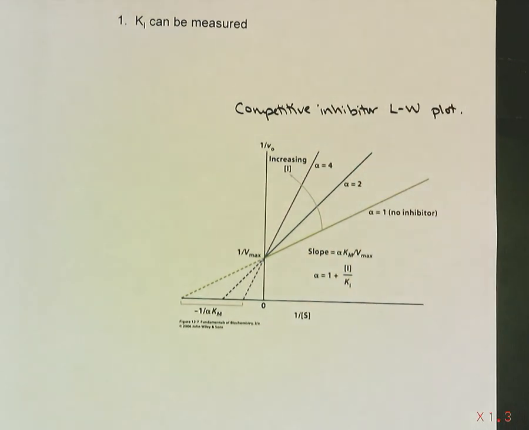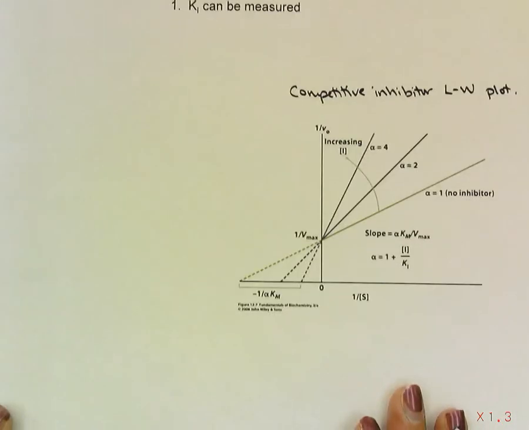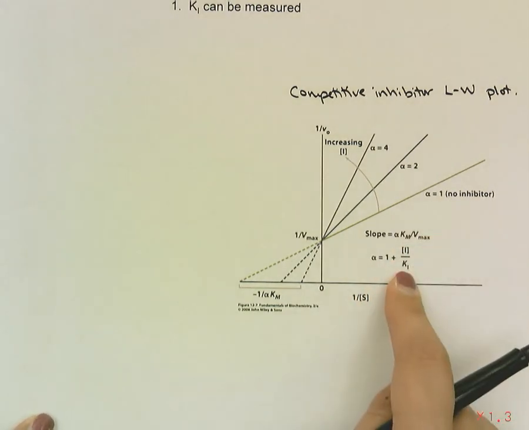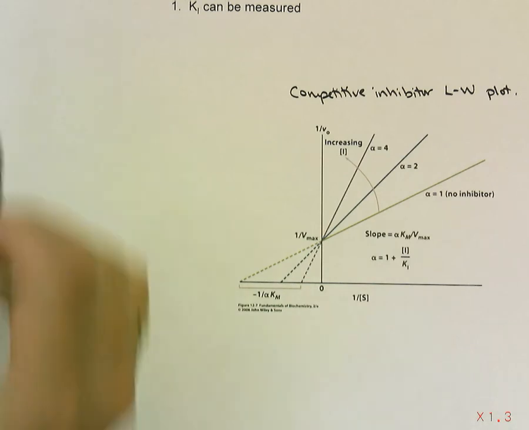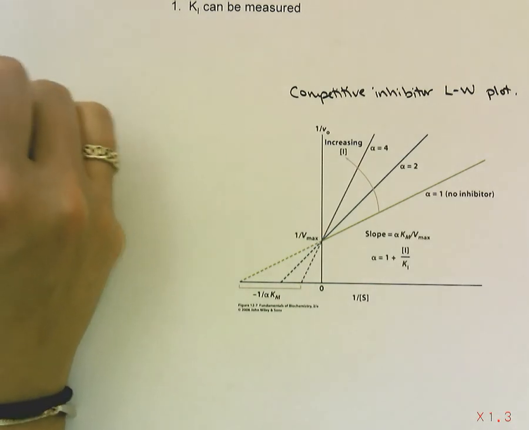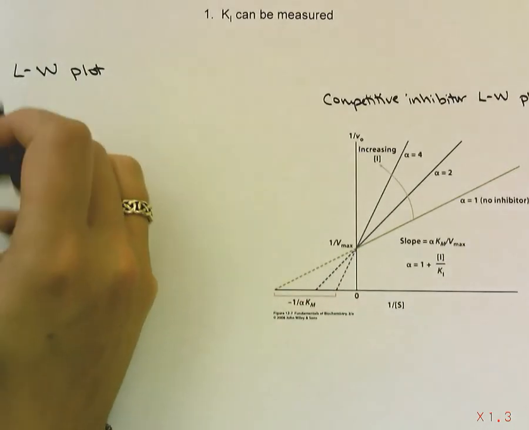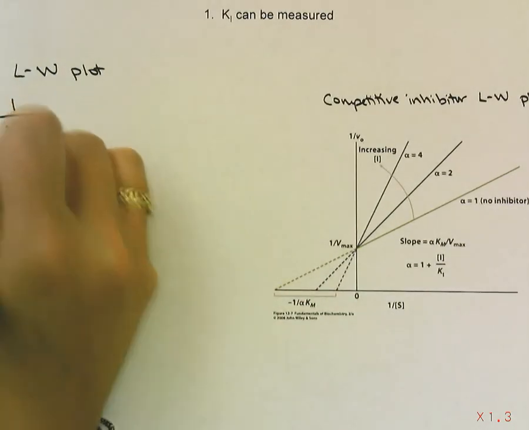So that you label this for later, you know what this is. This is the competitive inhibitor Lineweaver-Burk plot. So again, alpha equals 1 plus the concentration of I over Ki. A Lineweaver-Burk plot measures 1 over initial velocity.